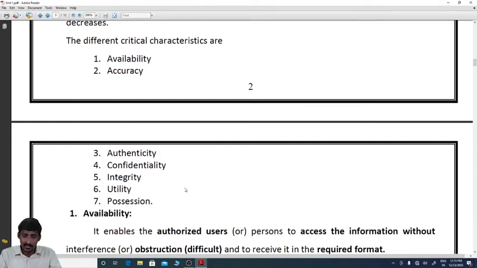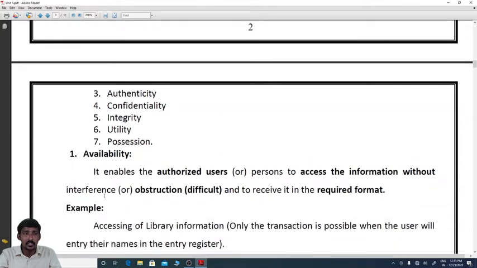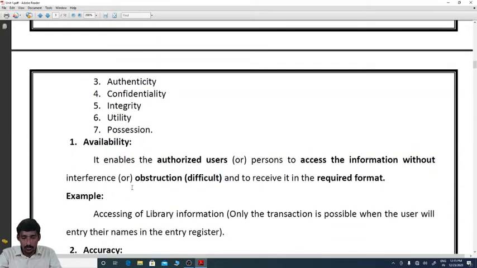The first one is availability. Availability means the information is available to the users, meaning those who want to access the value from the organization. Availability enables an authorized user or person to access the information without interference or obstruction and to receive it in the required format. This is called availability.